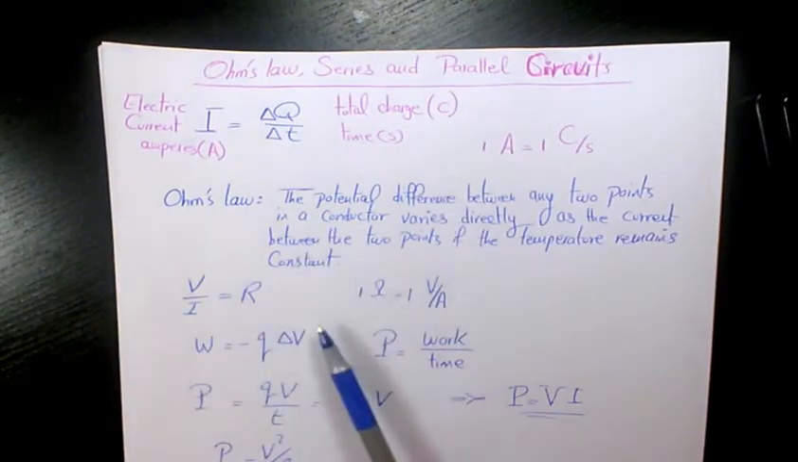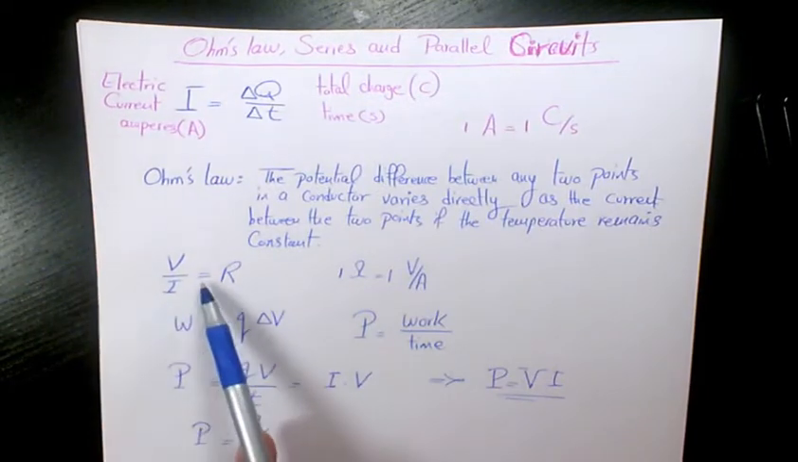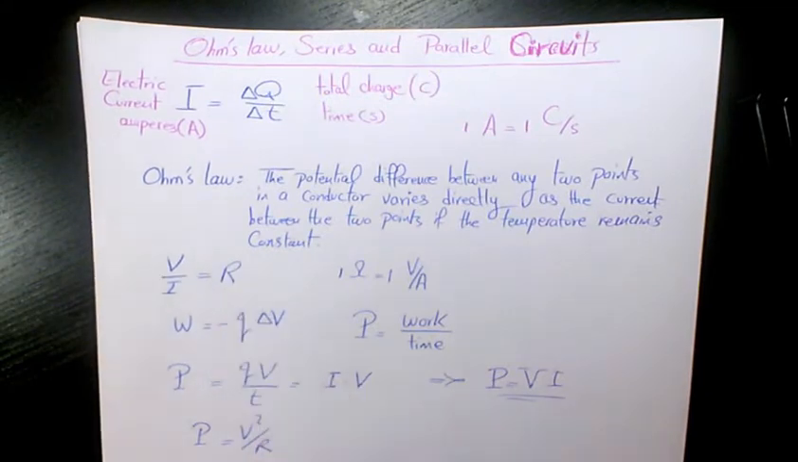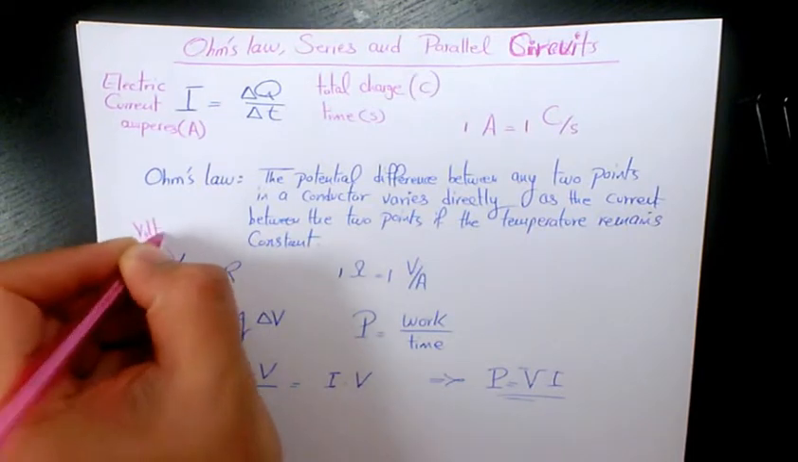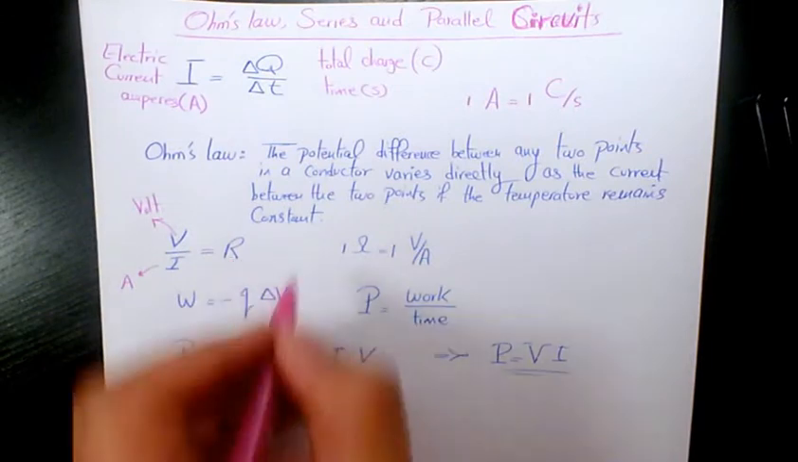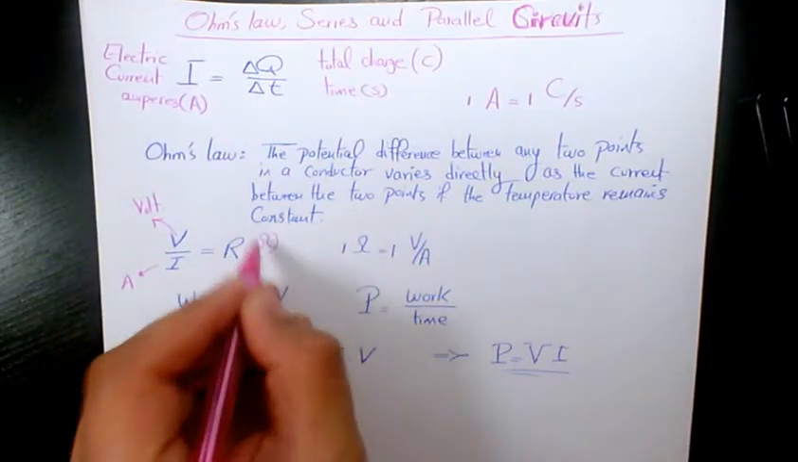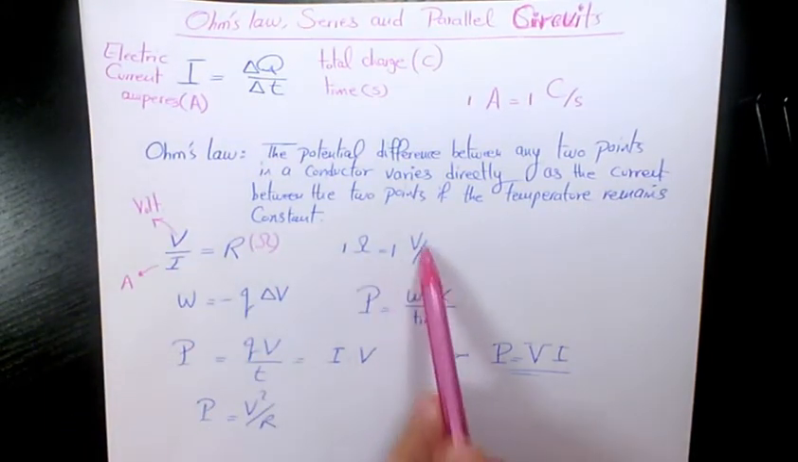Ohm's law is saying that the potential difference between any 2 points in a conductor varies directly as the current between the 2 points if the temperature remains constant. V divided by I is going to give you the resistance. V is the electric potential in terms of volts. I is electric current in terms of amperes. And R is the resistance in terms of ohms. This is ampere, volt, and ohm. So 1 ohm equals 1 volt divided by amp.